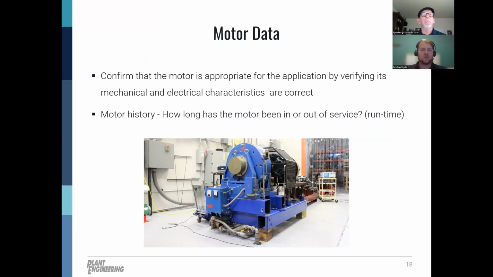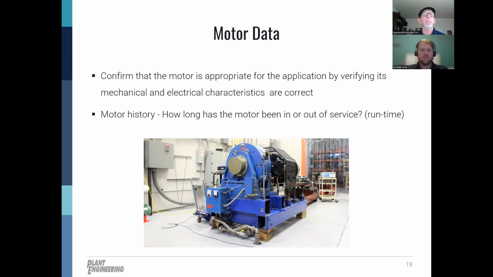So first thing to really pay attention to is your motor data. You need to know the motor data and you need to know the motor history. It's not just put the motor in place, plug it in, set it and forget it. So when we're talking about motor data, definitely we want to confirm the motor that you have in service is appropriate for that specific application.